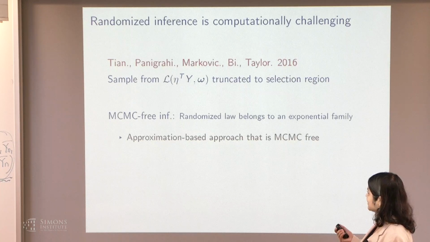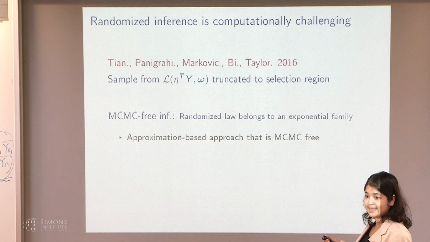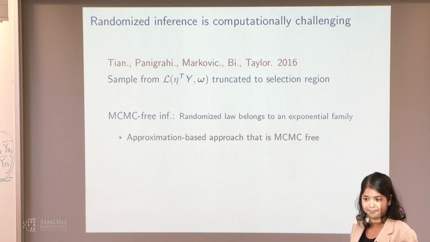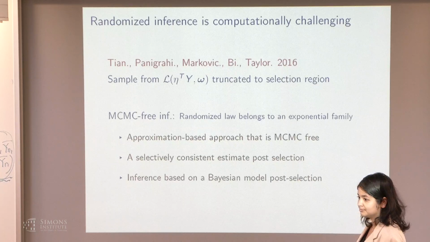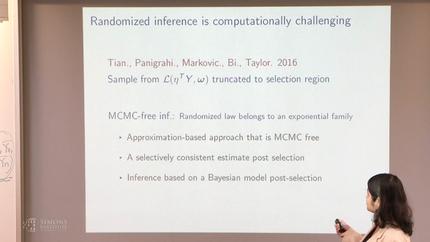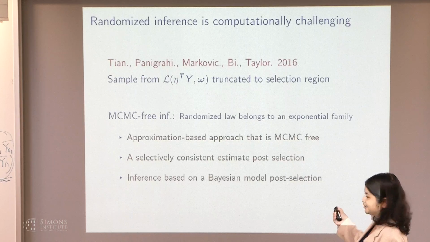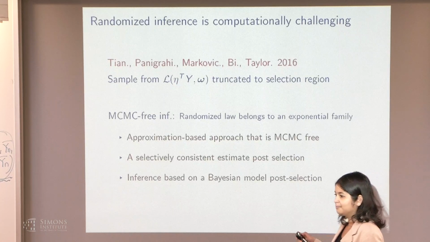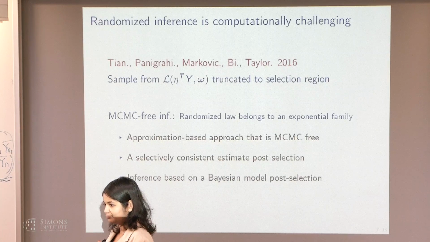So to provide MCMC-free inference, let's look at this randomized law. Let's try to understand what this randomized law is, and see whether we can avoid a sampler in some ways. This means coming up with a provably computationally tractable way to sample from the right distribution, with no sampling involved. This paper actually talks about a sampler which is essentially trying to truncate from this randomized law, truncated to the selection region or the polyhedral region. But I'm going to talk about MCMC-free inference, sampling-free inference.